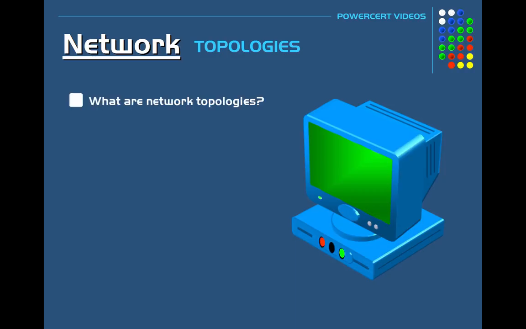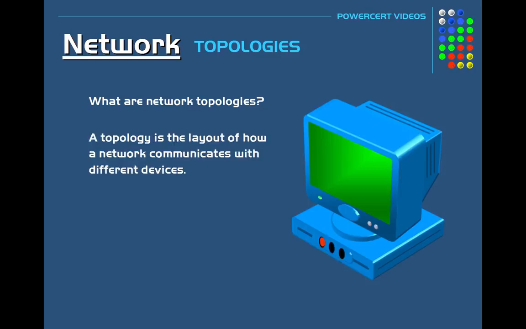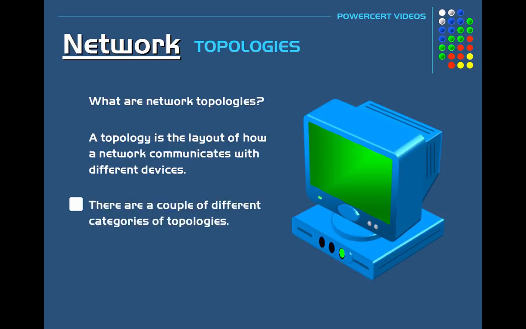What are network topologies? That's what we're going to talk about in this video. Now, a topology is the layout of how a network communicates with different devices. And there are a couple of different categories of topologies. There's wired and wireless. So we're first going to talk about the most common wired topologies.